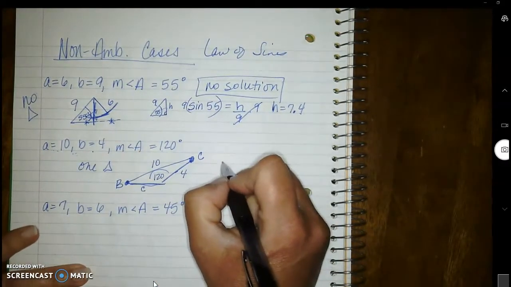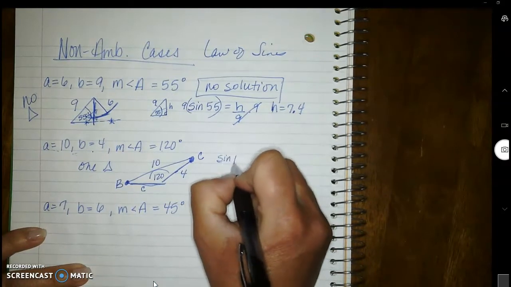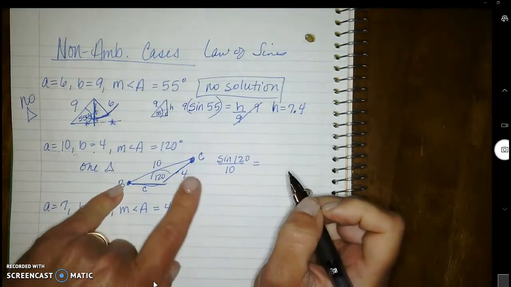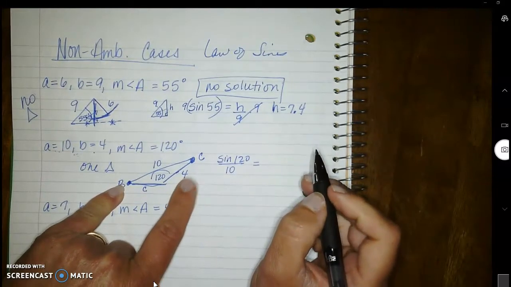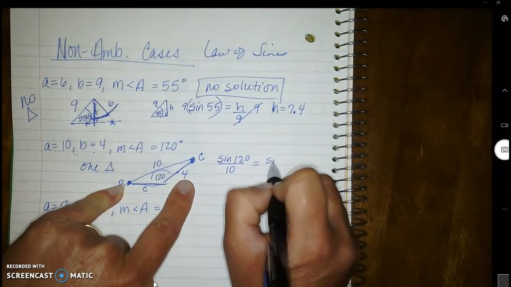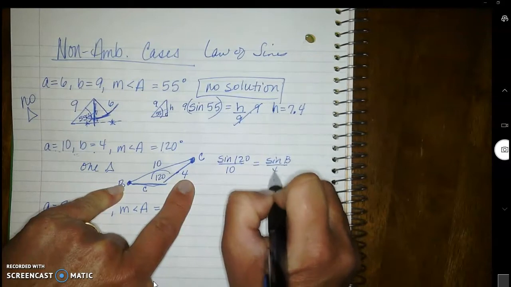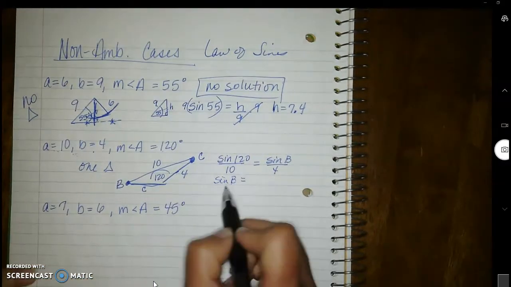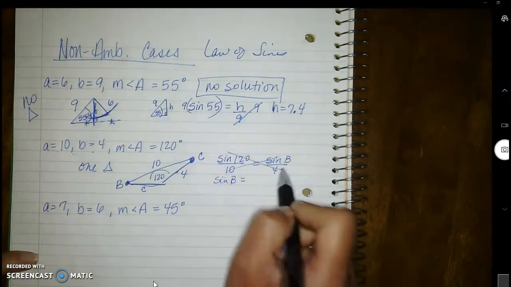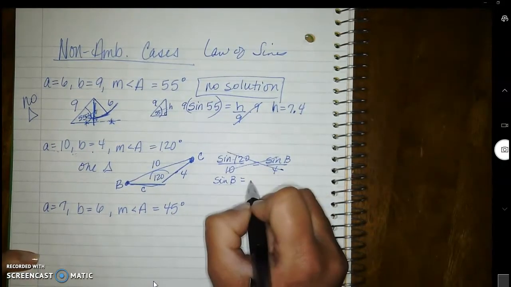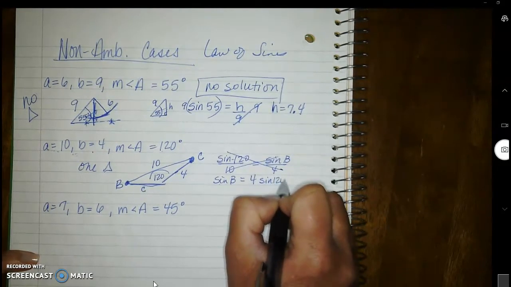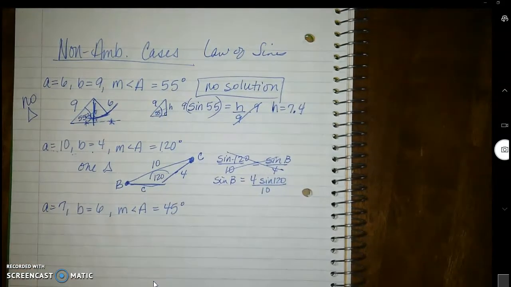Let's go do law of sines. So we're going to do the sine of 120 over 10 is equal to, let's start with angle B first, because I know that this side is 4. So the sine of B over 4. So again, I'm going to make sure that I write out my steps so I know exactly what I'm typing into the calculator. So I'm going to do 4 times the sine of 120 divided by 10.